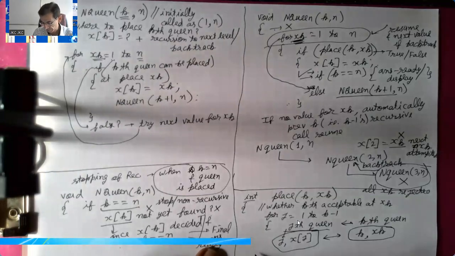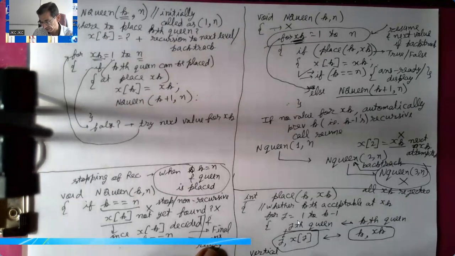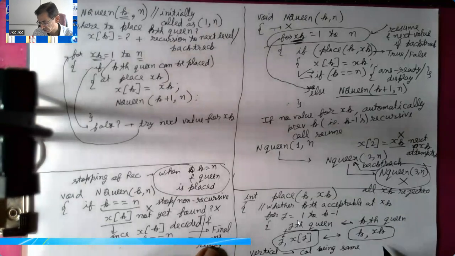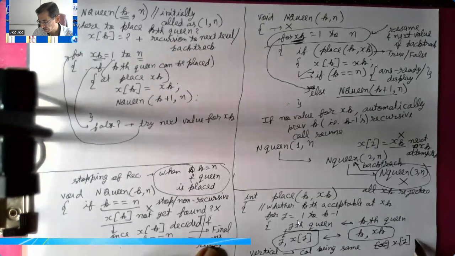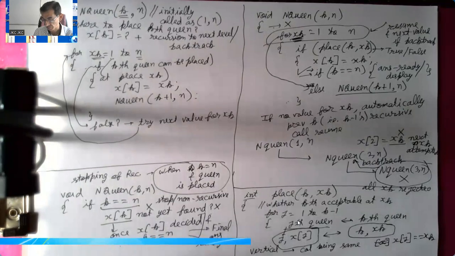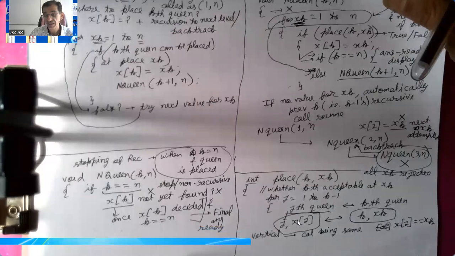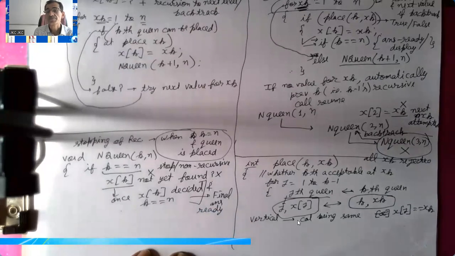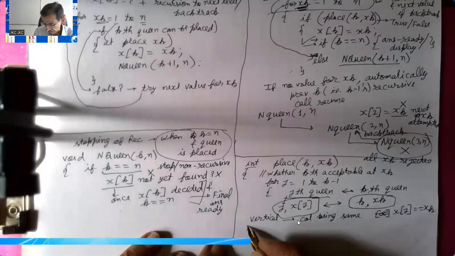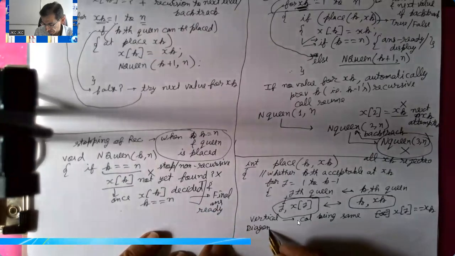So how to check? The first thing is vertical attack. Vertical attack means the column being the same. Column being the same means xj will be equal to xk. And what about the other possibility? I'll just slightly shift the page so that we can continue on the same page. Then I'll say diagonal attack. The other possibility is diagonal attack.